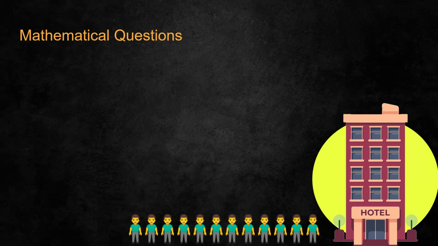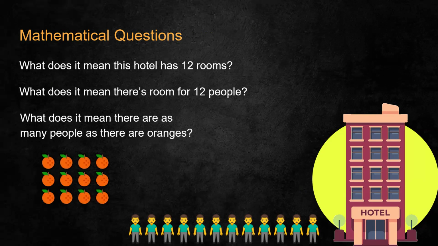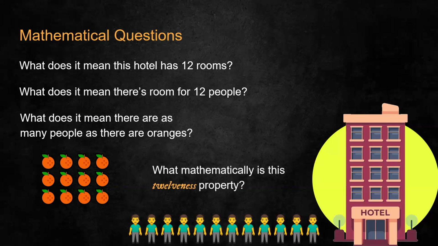Now we just have a hotel with 12 rooms. So what does it mean that it has 12 rooms, or that there are 12 people that can go in those rooms? Or for example, what does it mean when we say that there are as many people as there are oranges in this image? So now let's go to some mathematical properties. This property of 12ness that all these three things have.